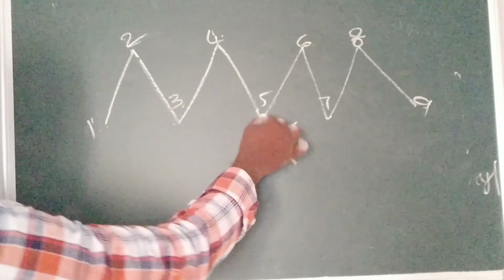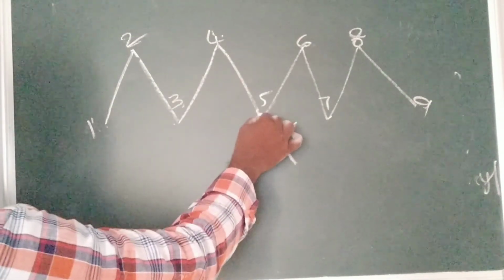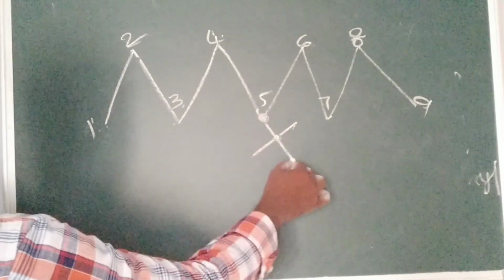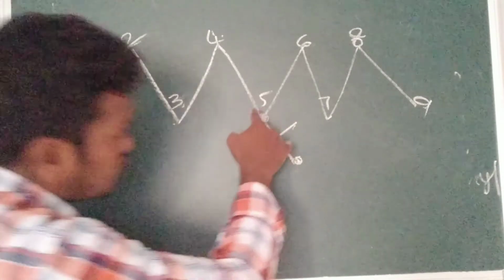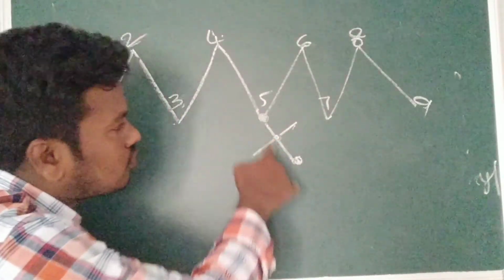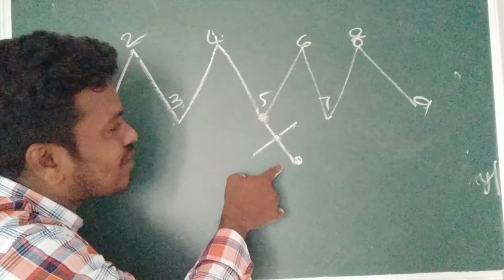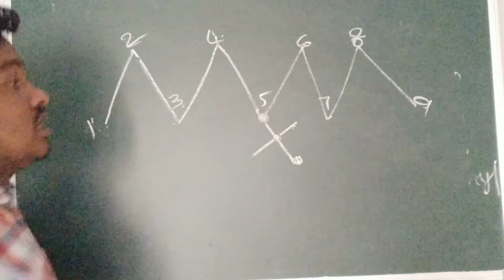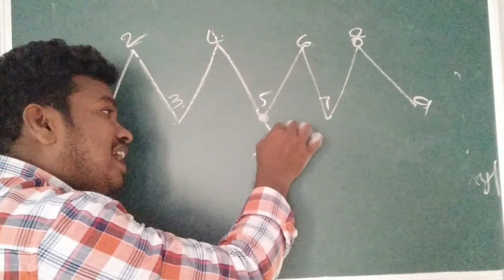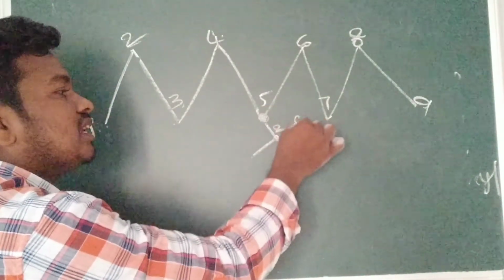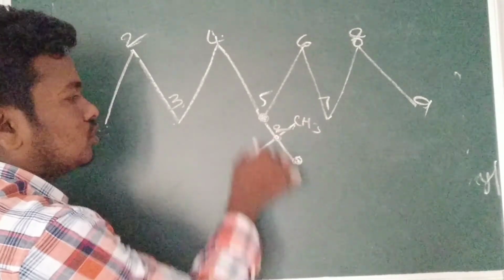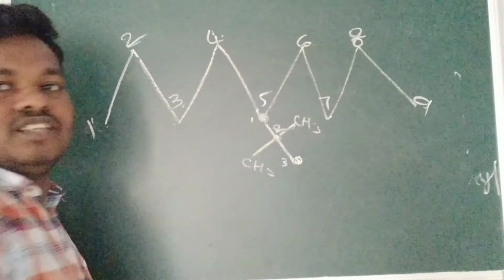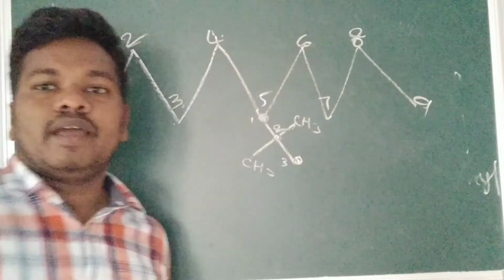So here what will happen? On the fifth position, one carbon is present. This is the second carbon, this is the third. On the fifth position, how many carbons are attached? 3 carbons are directly attached. Again, in the fifth position containing the 3 carbons, on the second carbon, 2 methyl groups are present. So 2 methyl. This is 1, 2, 3. It is the branch, and again it is branching in the branch.